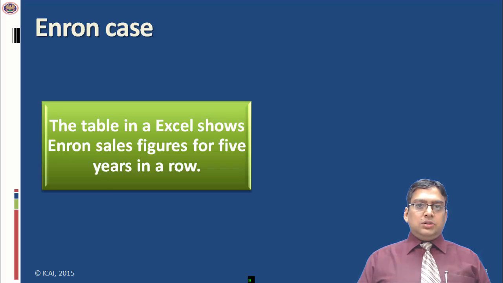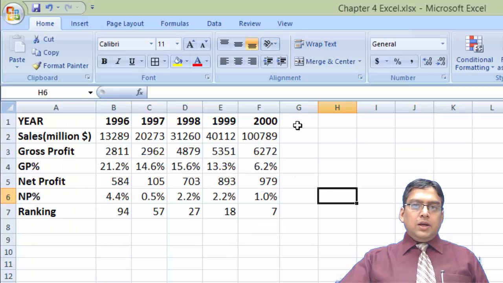That is done through charts. Let's move to the Excel sheet. That is the Enron figures, year 96 to 2000.